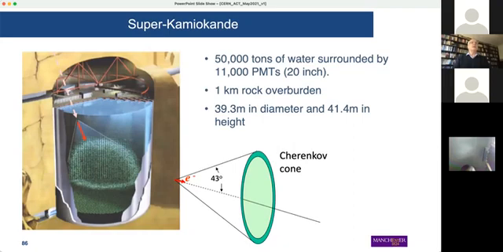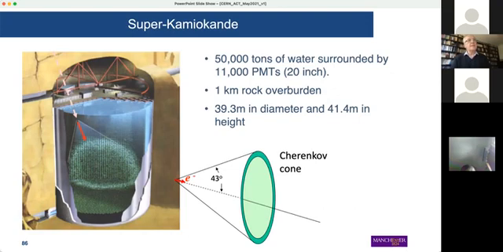The Super Kamiokande detector is a Cherenkov detector with 50,000 tons of water surrounded by about 11,000 large PMTs, with 1 kilometer of rock above it to get rid of the cosmics. And just to give you the scale, it's about 40 meters in diameter and 40 meters in height. And of course, this is always true with all of these neutrino detectors because the cross sections are so small, we have to build very, very large detectors, which is one of the challenges of neutrino physics.